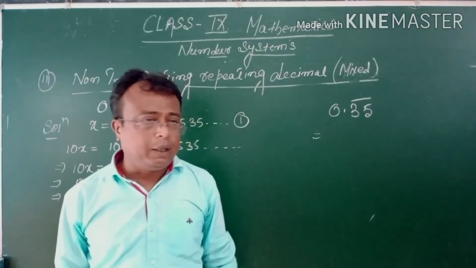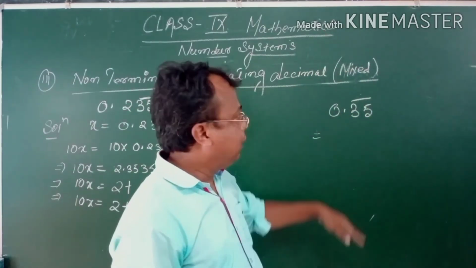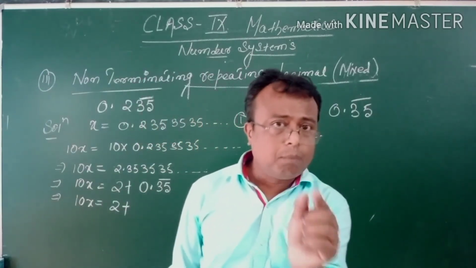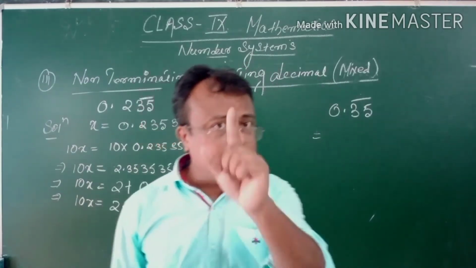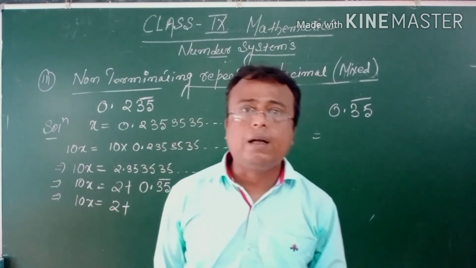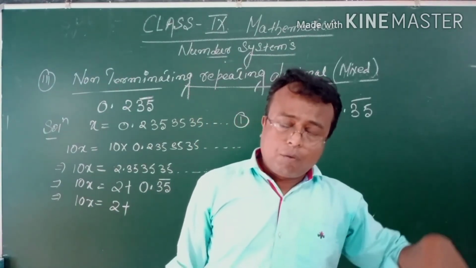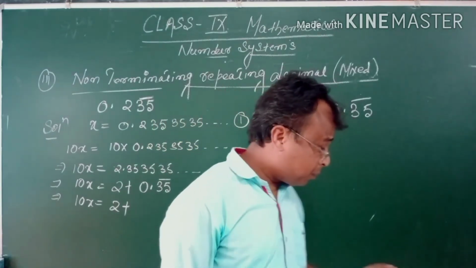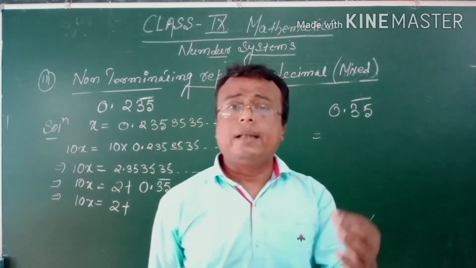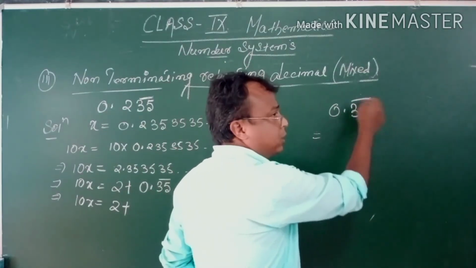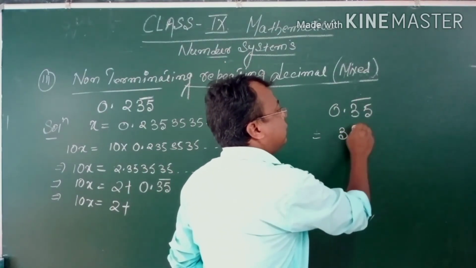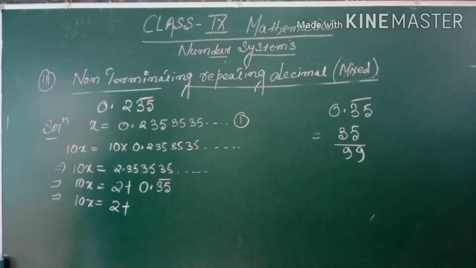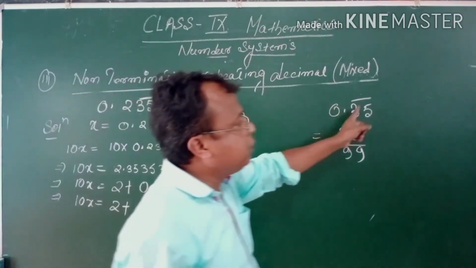If two digits are repeating, you remove the decimal, and you divide that number by 99. If one digit is repeating, you divide that number by 9. If four digits are repeating, you divide that number by 9999. Now you see here, this is 35. So what I am doing? Just writing 35 by 99, very simple, because two digits are repeating.